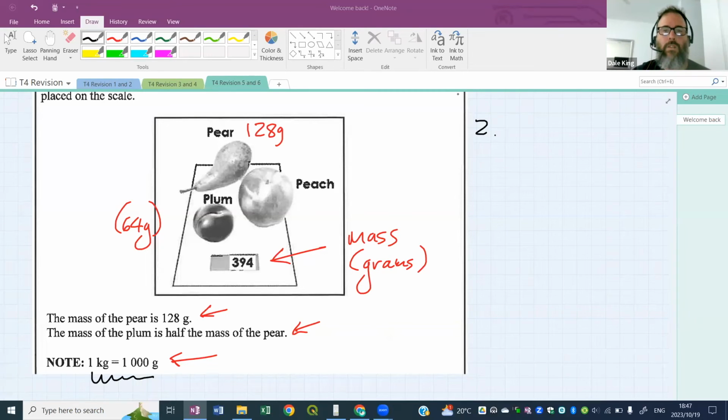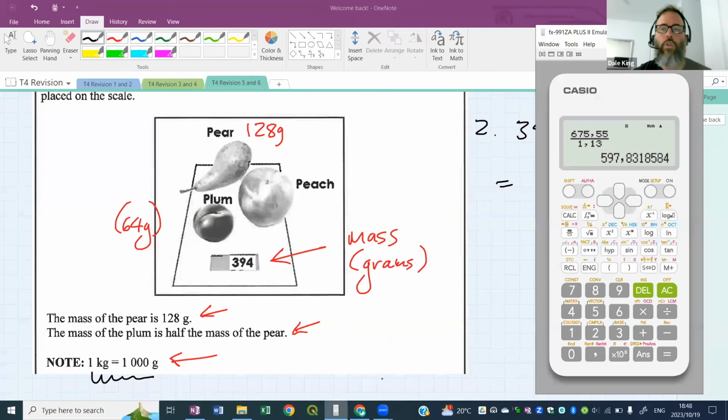All right, answers are coming through nice and fast. Good, I like it. All right, the pear is removed. So the total was 394. We're removing the pear. Removing means subtracting. So what is the total now? All right, so 394 minus 128.